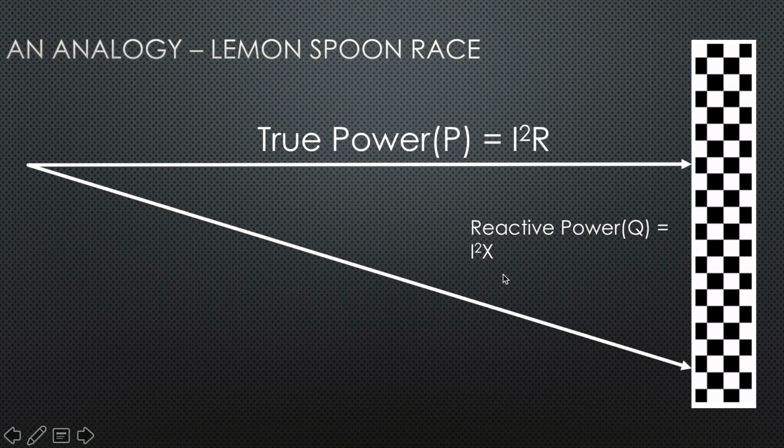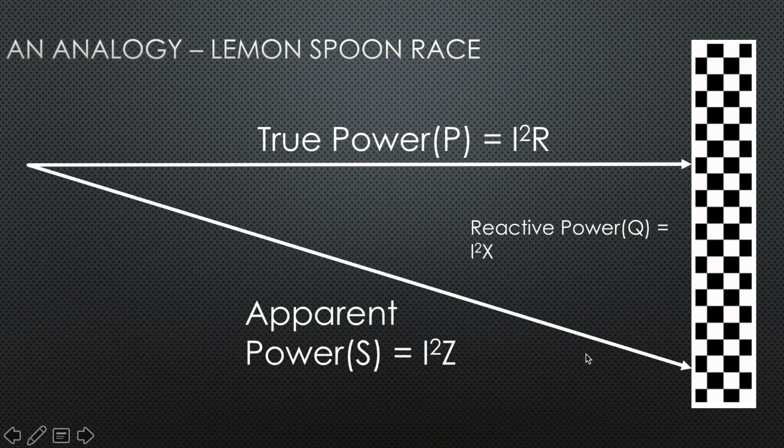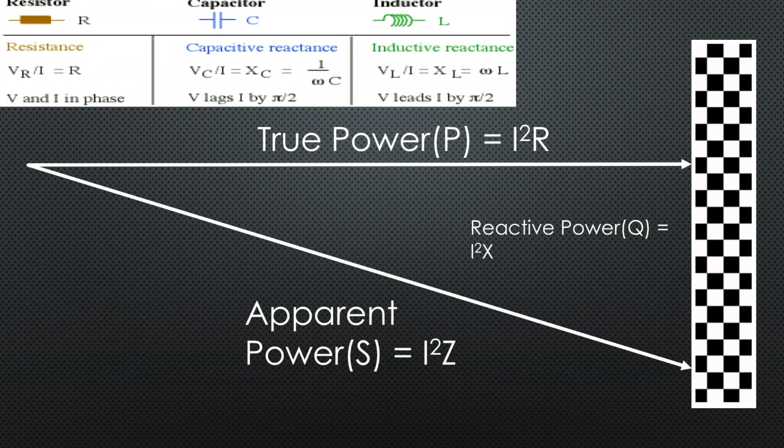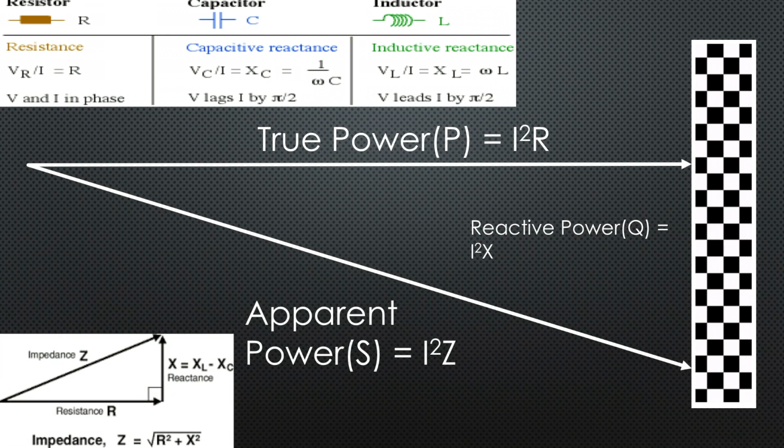So X is the reactance, and we're going to be calling the total part, the hypotenuse, the apparent power. This is the total sum of both of them. And Z is known as the impedance of the circuit. So for just your information, I'm not going to be focusing a lot on this, but you could use these two diagrams to calculate reactive power and apparent power.